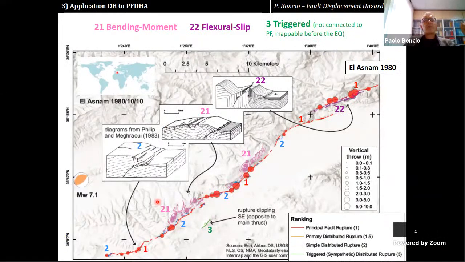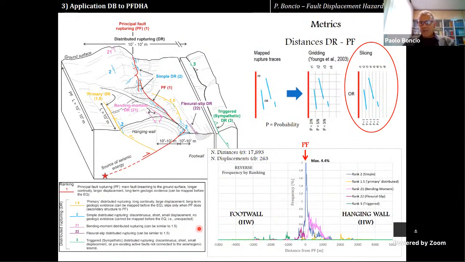This is another nice example from El Asnam 1980, magnitude 7.1, with other typologies of distributed rupture due to folding. We have bending moment ruptures that we rank 2.1. We have flexural slip ruptures that we rank 2.2. And we have also triggered slip on pre-existing faults not connected to the principal faults, that we rank three. This is what we mean for ranking the ruptures. Then we classified all the ruptures following this ranking scheme, summarized in this block diagram.